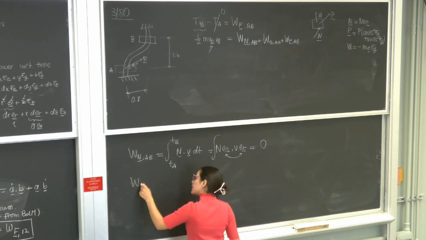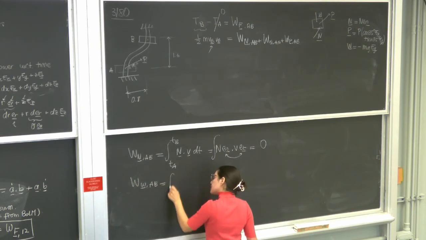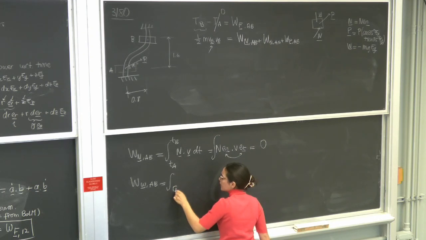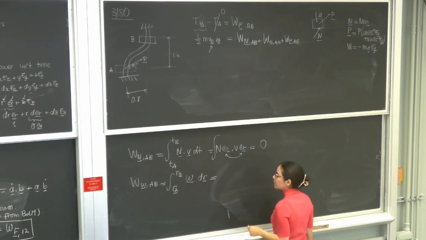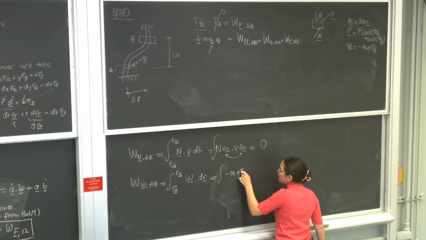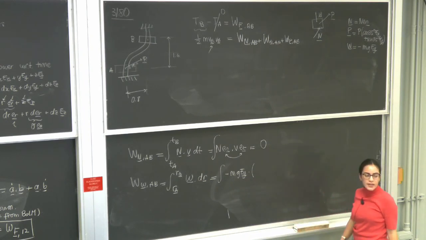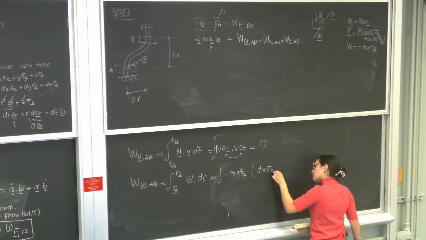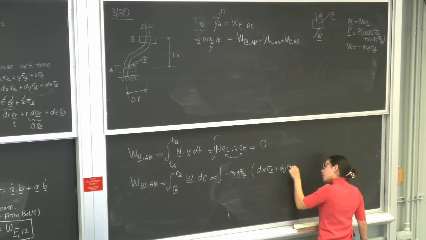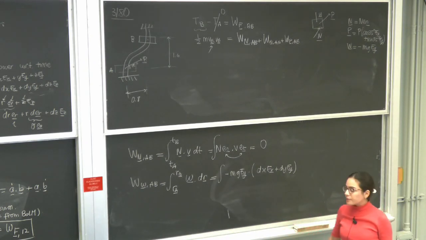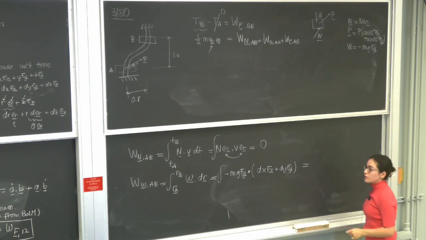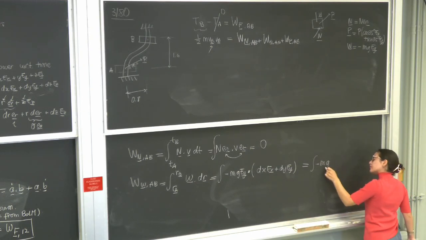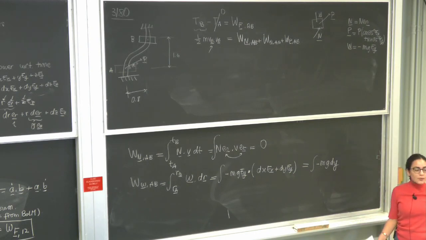The work of the weight from A to B is the integral from rA to rB of the weight dot dr. So the integral of minus mg Ey. Here, the weight is more easily expressed in terms of Cartesians. The dr I'm going to write in terms of Cartesians, dx Ex plus dy Ey. We already explained how to obtain dr. And what is this dot product equal to? Negative mg dy.